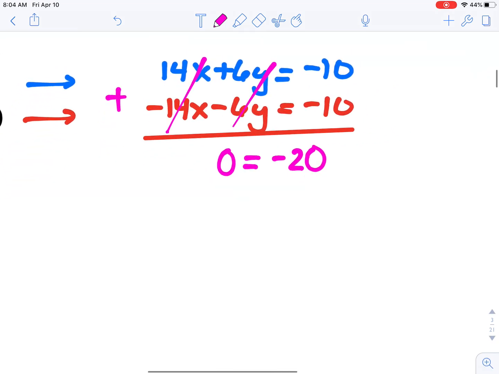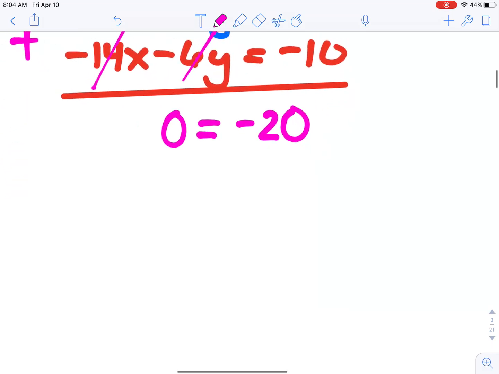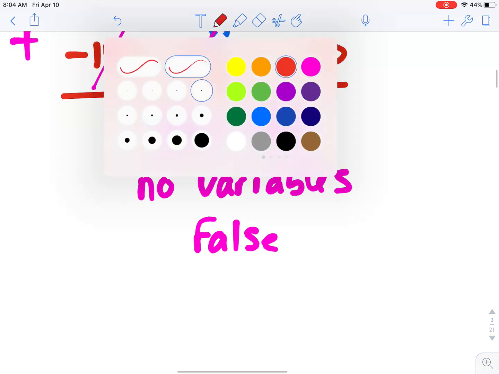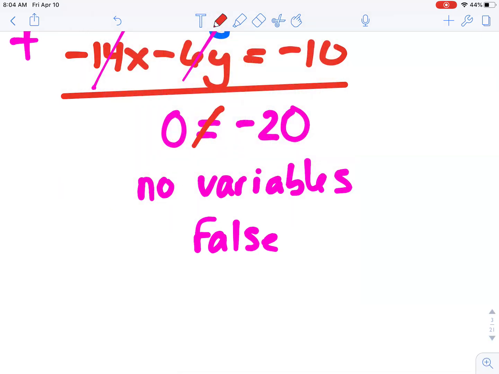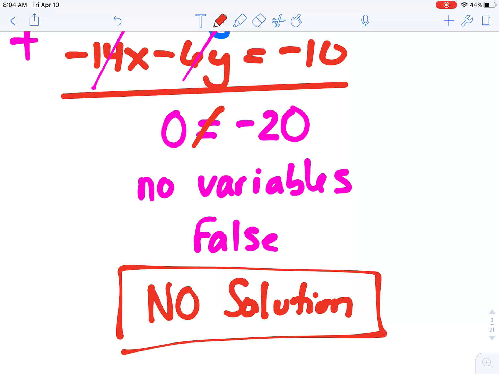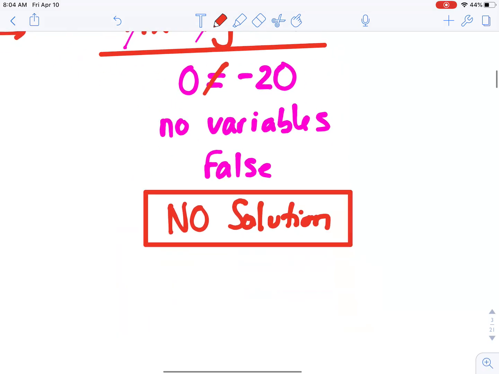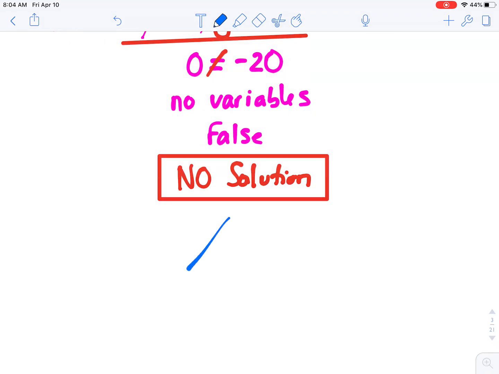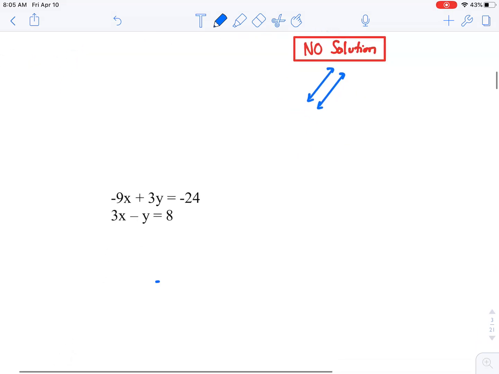Those do not cancel. If your letters cancel out, so there are no variables, and this is false, we agree that 0 does not equal -20, then what would your conclusion be? You're right, our conclusion is no solution. And if the goal of the problem is to find the solution, we would say there is no solution. If I were to extend your thoughts and ask you what the lines would look like, they would be parallel lines because they do not touch, implying that there's no intersection and no solution.